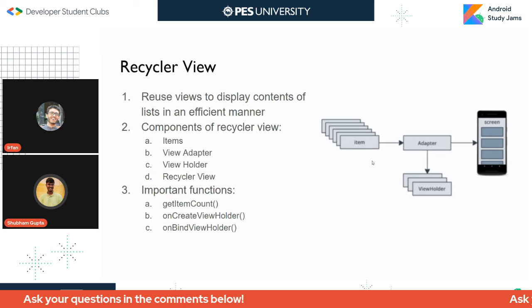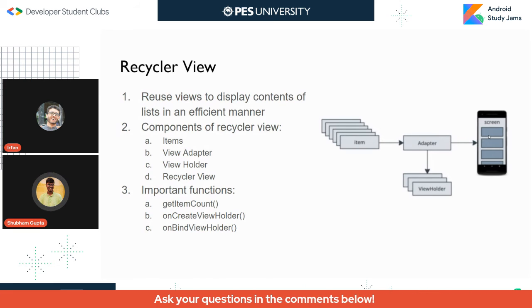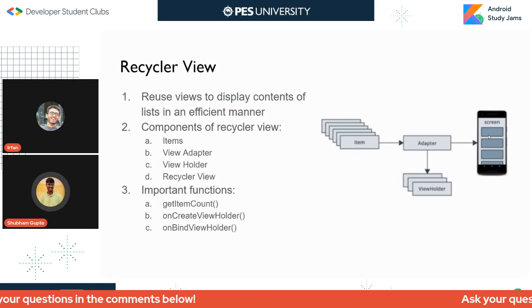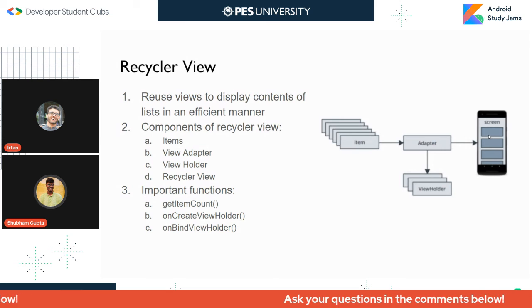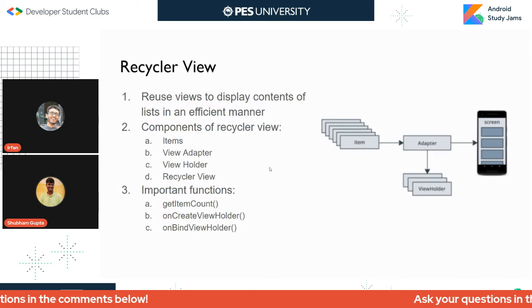So instead, what Recycler View does is it figures out how many views can fit into a screen. And based on that, it keeps recycling the views. So you're not exactly loading all 1,000 at once. You're loading probably like 4 or 5 at once. And the second the object leaves the screen, the view is reused for the incoming item.